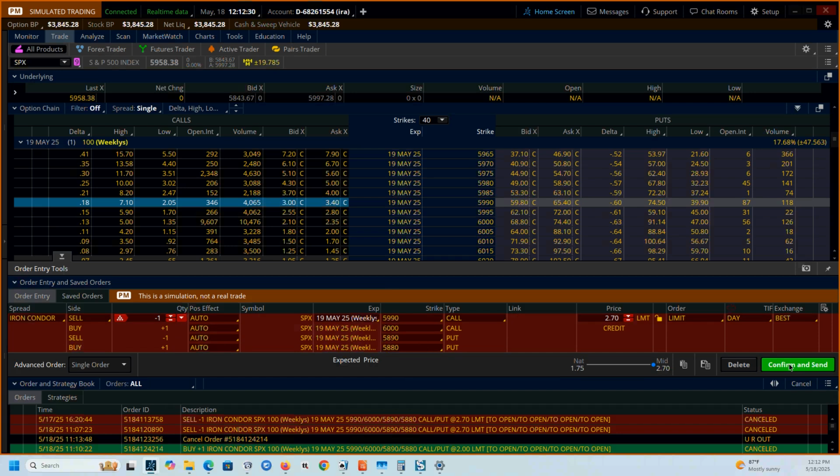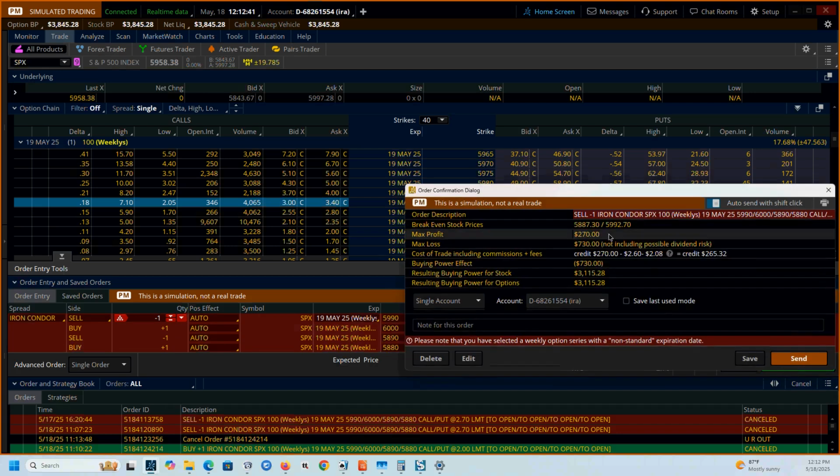So we're receiving a $2.70 credit. Everything when it comes to these options is 100 times, meaning we're receiving $270 on this trade minus any commissions. So when we do a confirm and send, that's what we expect to see. Our maximum profit on this trade is $270. Our maximum loss on this trade is $730 minus any commissions. The maximum credit that we're actually going to receive after commissions is $265.32, but the maximum loss is still the same.